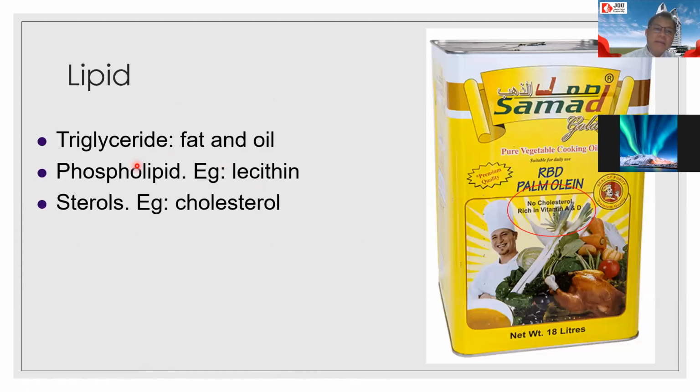Now, when we talk about lipid, actually there are three kinds. The first one is triglyceride, which is fat and oil. Then phospholipid, lecithin, and sterol, which are cholesterol. If you go to the supermarket, you will see all this oil, like palm oil, and they put "no cholesterol". So it can be deceiving, because there is no cholesterol in this oil, but they are rich in triglyceride.